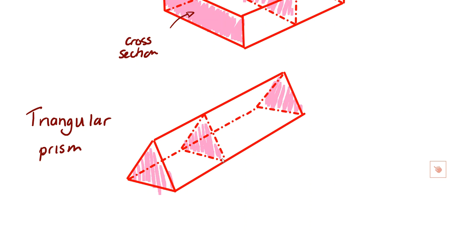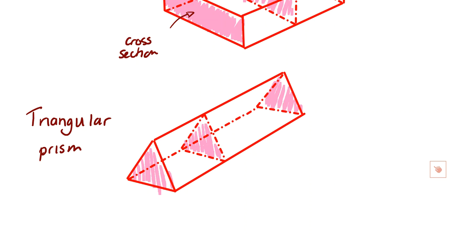A cuboid could work in the three possible dimensions, but with the triangular one it only works in one way. Because if I were to try and cut it another way, I would get a different shape, wouldn't I? What shape would I get if I were to chop it along its length? What shape would the cross section be? It wouldn't be another triangle. It would be a rectangle, wouldn't it?